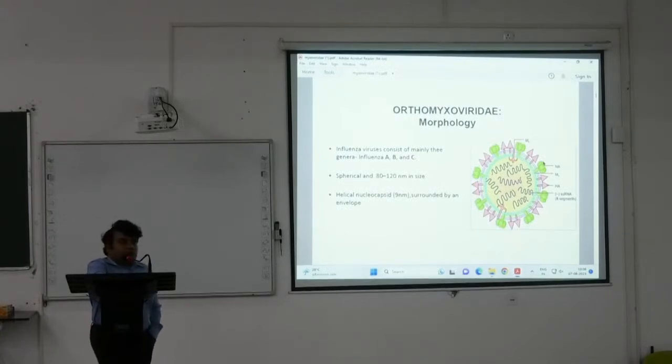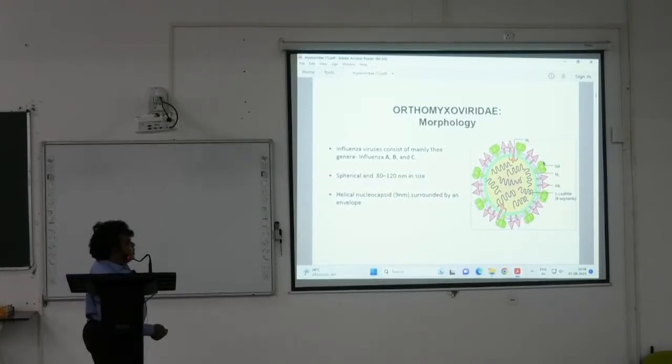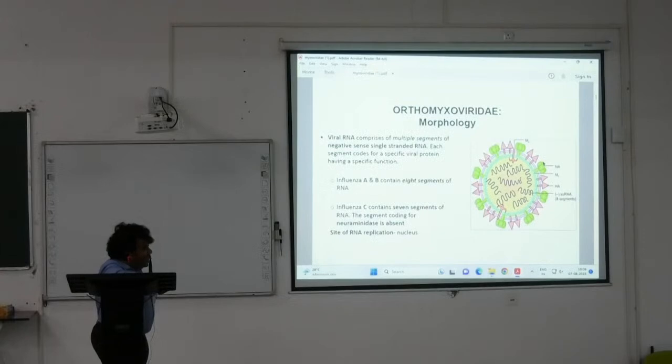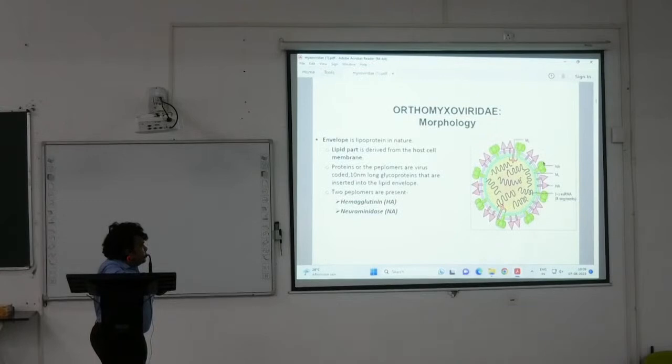Let us consider them one by one. First, let us look into orthomyxoviridae. So, as I have already stated, they are spherical in shape. They have 8 segmented single-stranded negative sense RNA, and they have some features like this. It is NA or neuraminidase, and the other one is the hemagglutinin. The hemagglutinin is the spherical shaped receptor and the neuraminidase is the triangular shaped receptor.